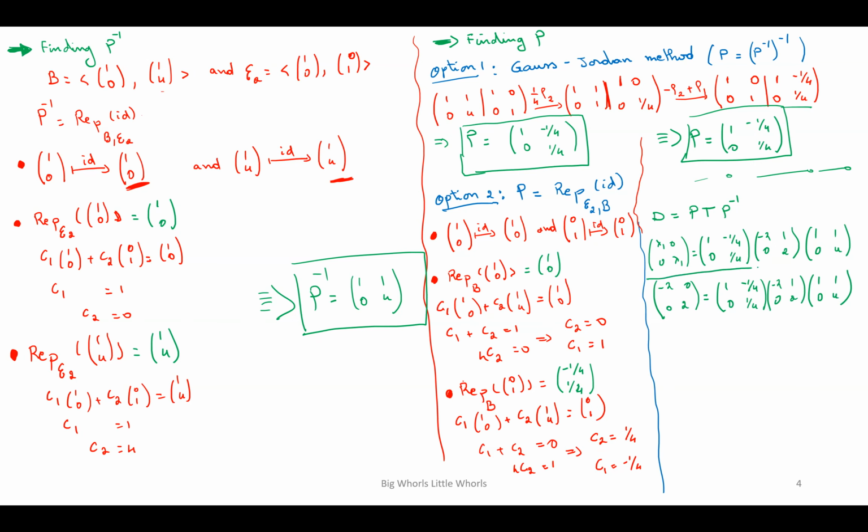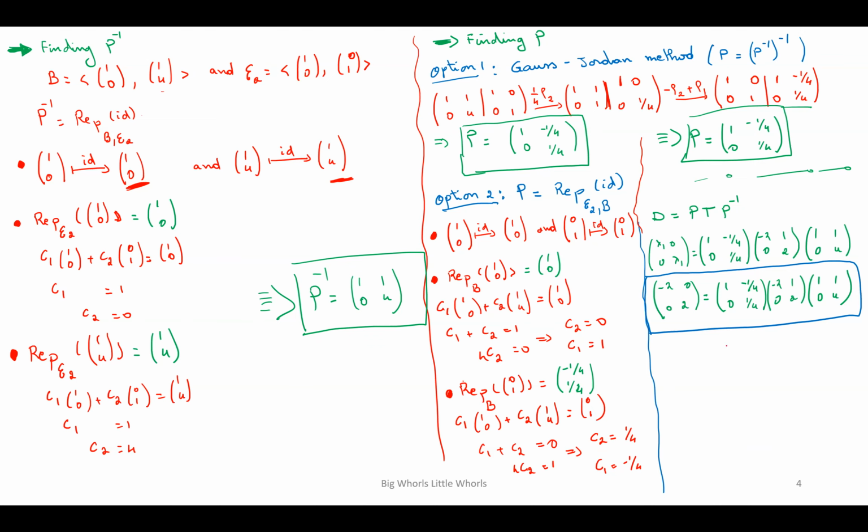So that's actually the final answer. Let me put it into blue. Sorry about that, me just being fancy here. This is going to be our final answer. And if we have done all our calculations right, if you multiply these three matrices, we should get the diagonal matrix on the left-hand side. So let us do a quick check.